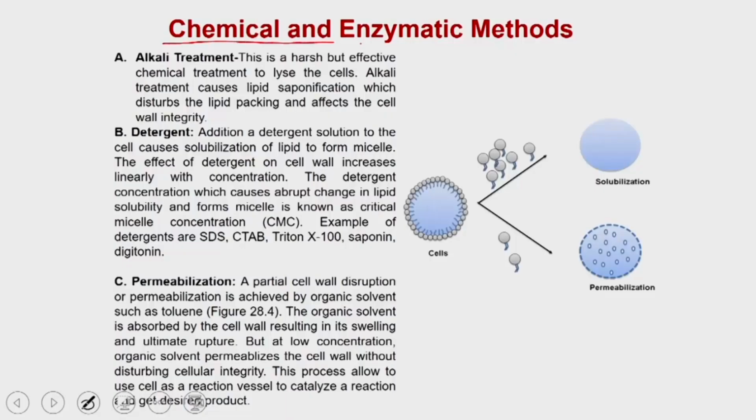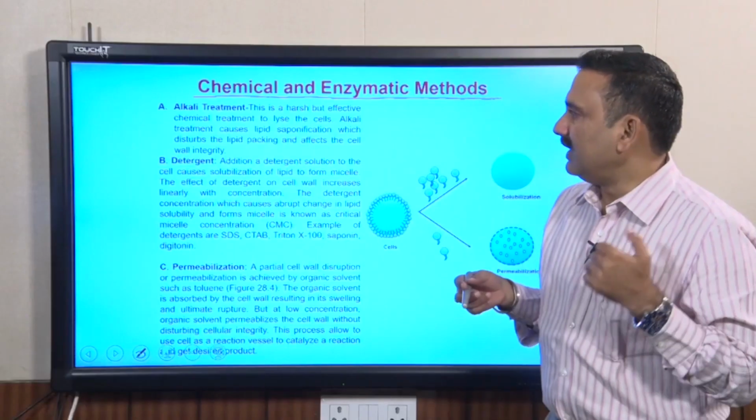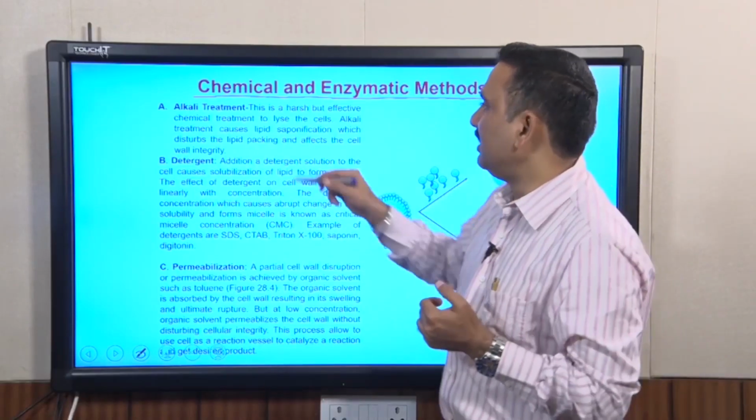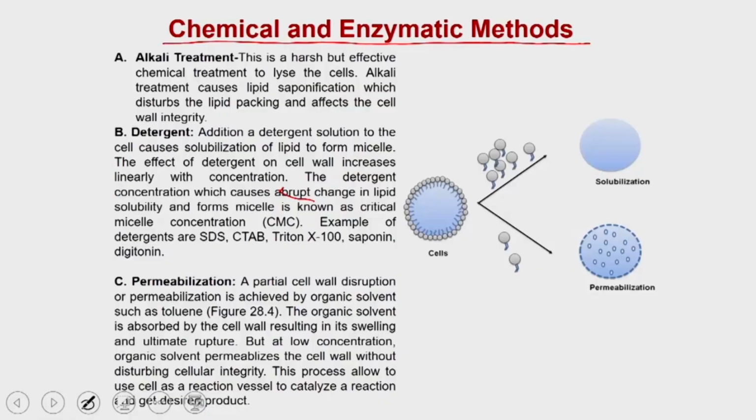So the next method is called the chemical and enzymatic method. In these methods you use chemicals or enzymes for cell disruption. So let's start with the chemical method. In the chemical method, the first method is called the alkali treatment. Alkali treatment is a harsh but effective chemical treatment to lyse the cells. Alkali treatment causes lipid saponification, which disturbs the lipid packing and affects the cell wall integrity.